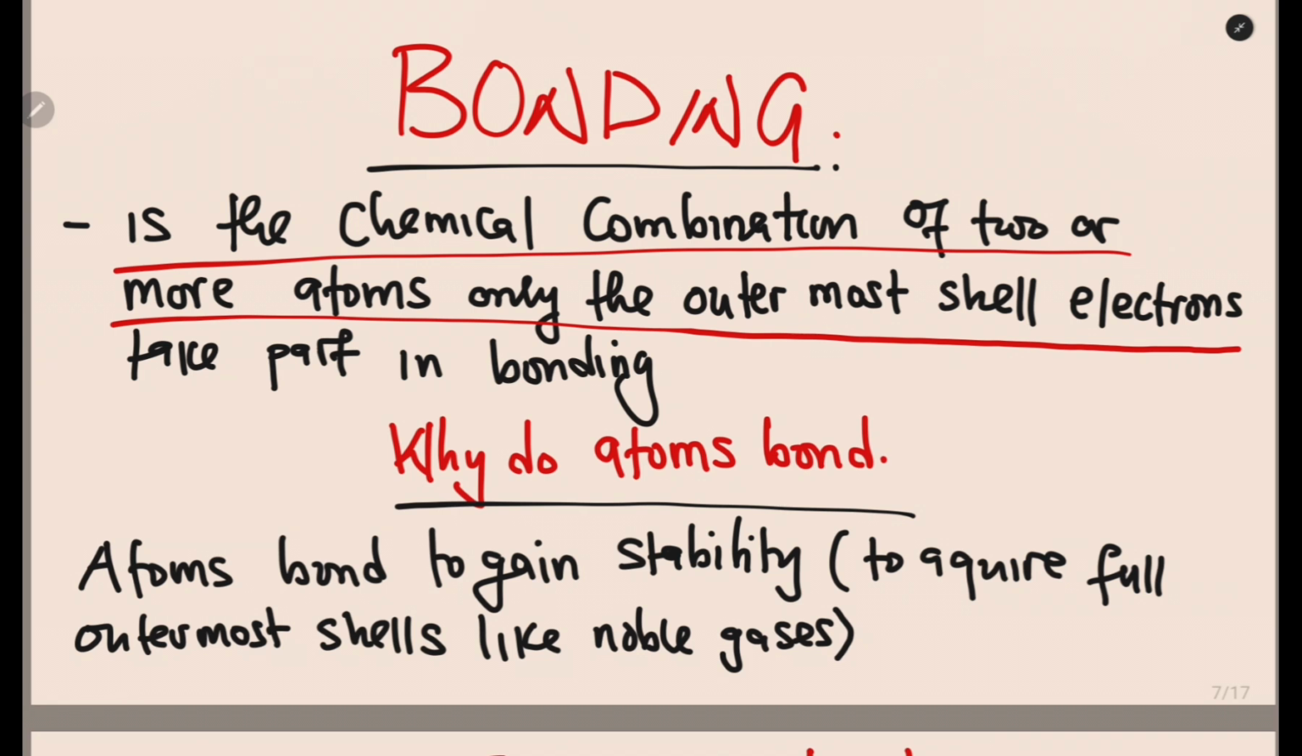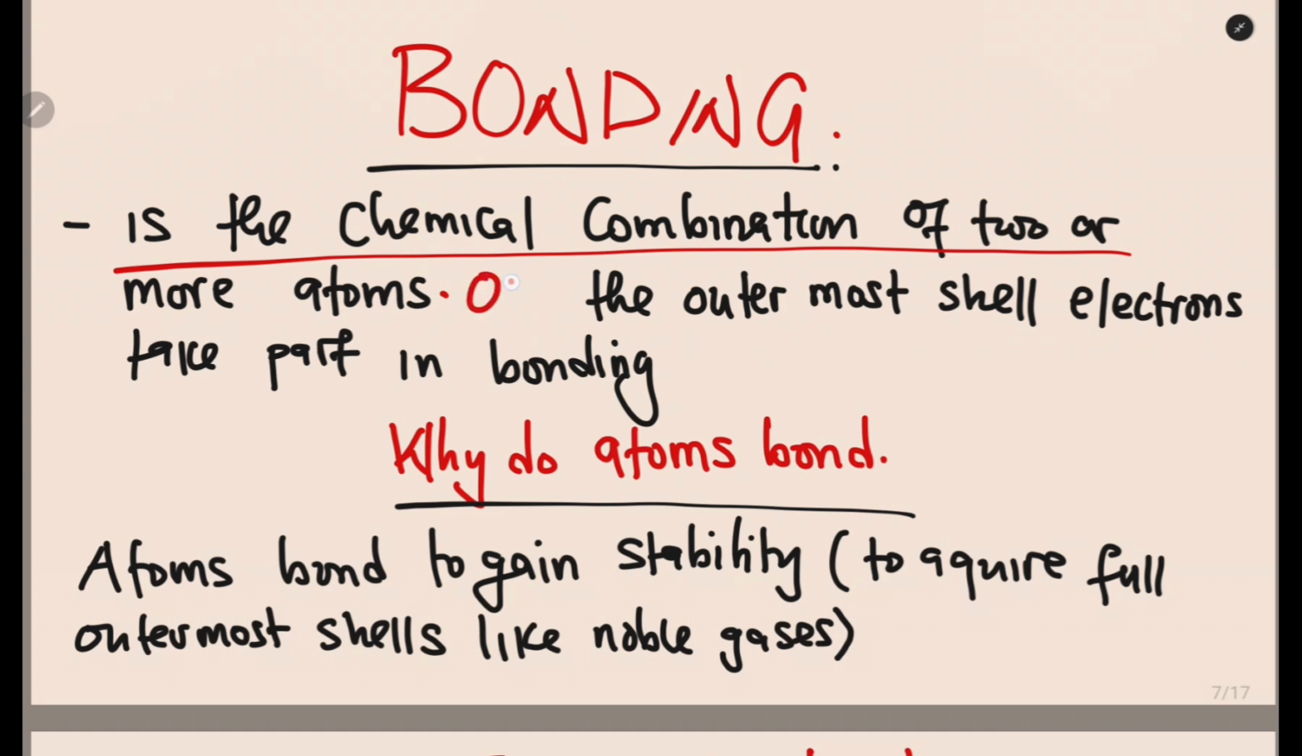So we can end there in terms of definition. And now we can add to this. You need to know that only the outermost shell electrons take part in bonding. So bonding is a chemical combination of 2 or more atoms, but only the outermost shell, the outside shell or the unstable shell, is the one that takes part in chemical bonding. That is very important to understand.